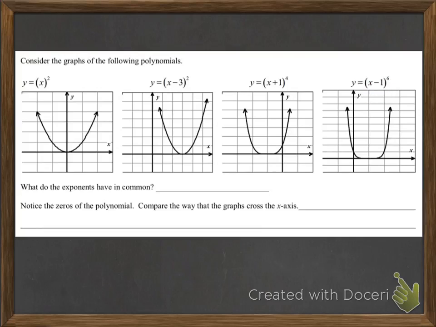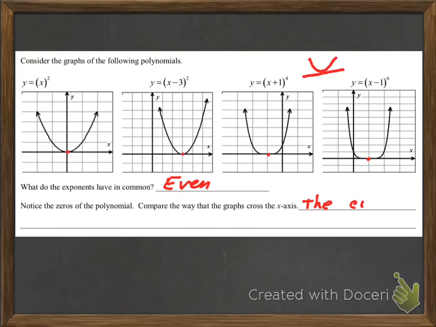So what do these exponents have in common? They are all even values. We got squareds, we got 4th power, and we got 6th power. These are all even exponents. Now notice the zeros. Look at the zeros of the polynomial and compare the way that the graphs cross the x-axis or intersect with the x-axis. At each of these zeros, when you have a curve that touches a line at one point, they are said to be tangent. So that's what's happening on each of these graphs.